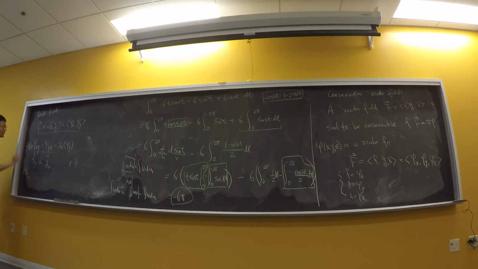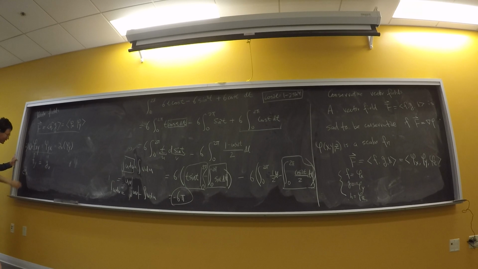In other words, if a vector field is conservative, then I take the symmetric derivatives. These two derivatives should be equal. The y derivative of the x component should be equal to the x derivative of the y component. So if a vector field is conservative, then the y derivative of the x component equals the x derivative of the y component.